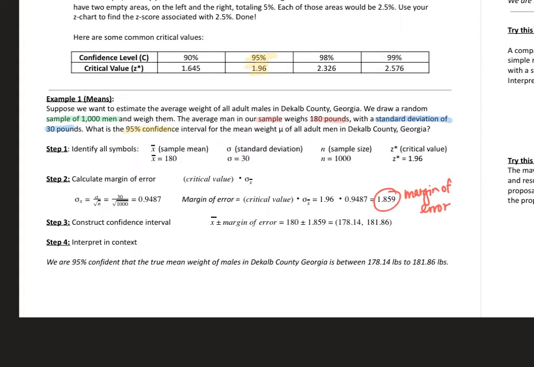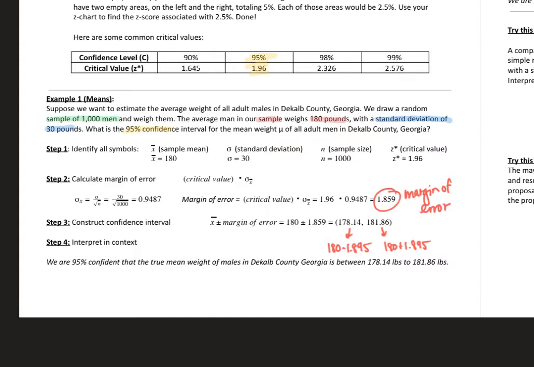To construct the confidence interval, we take this number and add it to and subtract it from our estimate. Our estimate is our sample mean. So it's going to be 180 minus 1.895. This number came from 180 minus 1.895. And this number came from adding 180 plus 1.895.